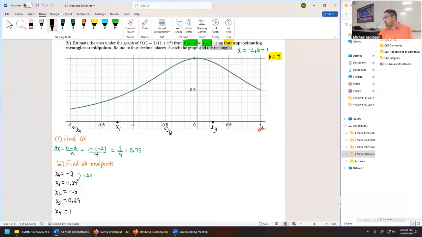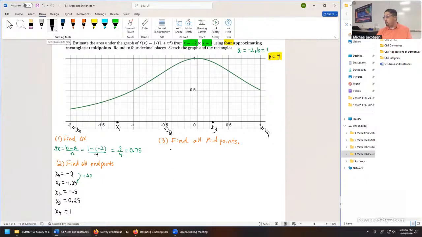Finally, over here is x4. So the rectangles are going to go from these bounds to every one of those endpoints, but the heights of the rectangles are going to be the values midway between each of these values we put down. So that's going to be our step 3. Find all midpoints.